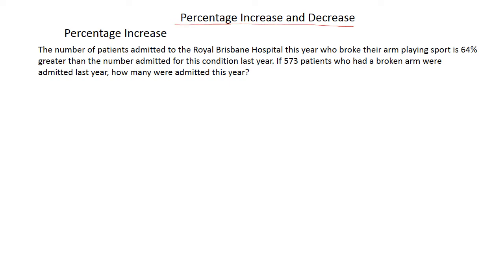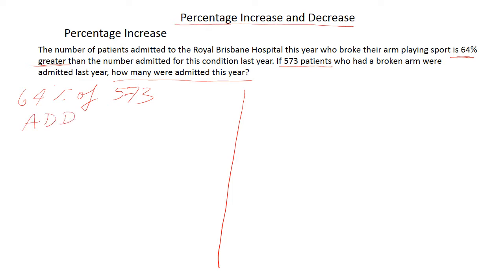The number of patients admitted to the Royal Brisbane Hospital this year who broke their arm is 64% greater than the number admitted last year for this condition. So if 573 patients who broke their arm were admitted last year, how many were admitted this year? There are two methods you can use. The first method is you find 64% of 573 and then you add that to 573.